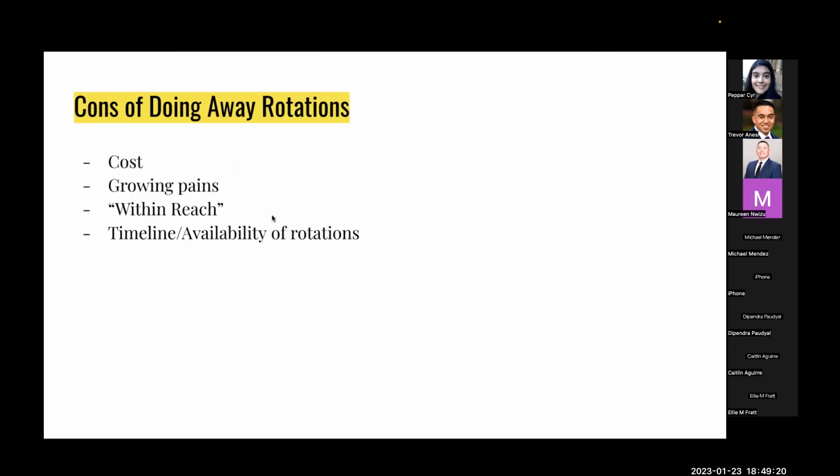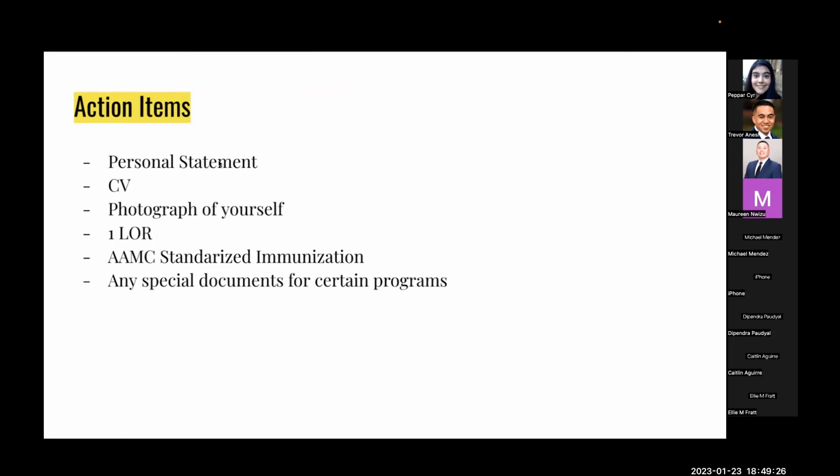Any questions so far? Okay, I'll move on. So, action items you guys can do right now. Start working on your personal statement. You can start outlining and definitely get that going. I think by March, have a pretty decent draft that you can submit, at least just a one-page of why PM&R and maybe a little blurb about why that program.